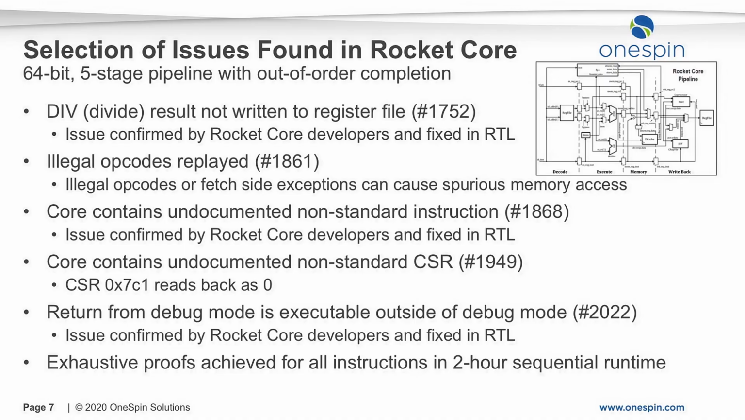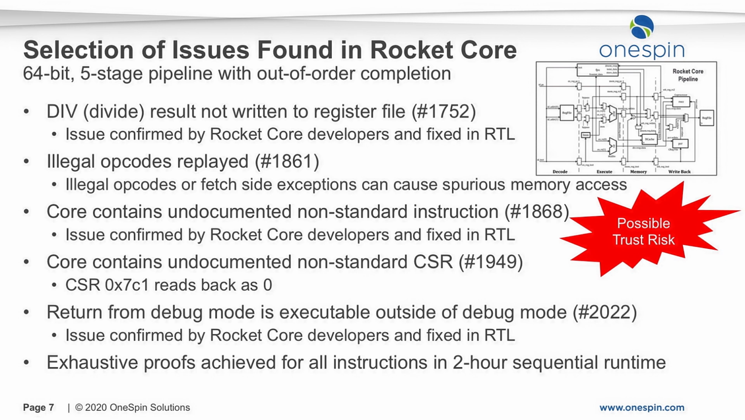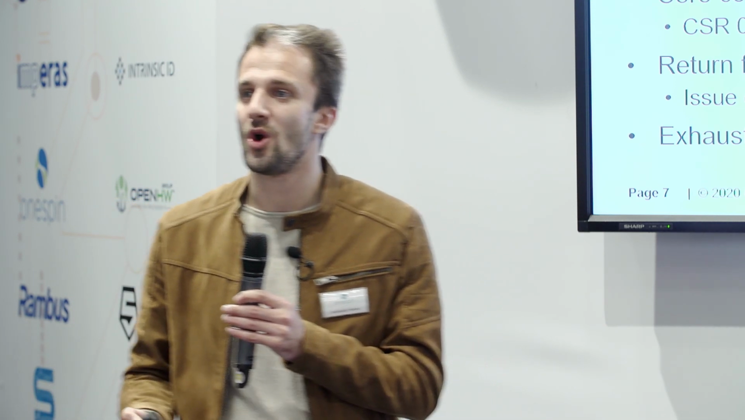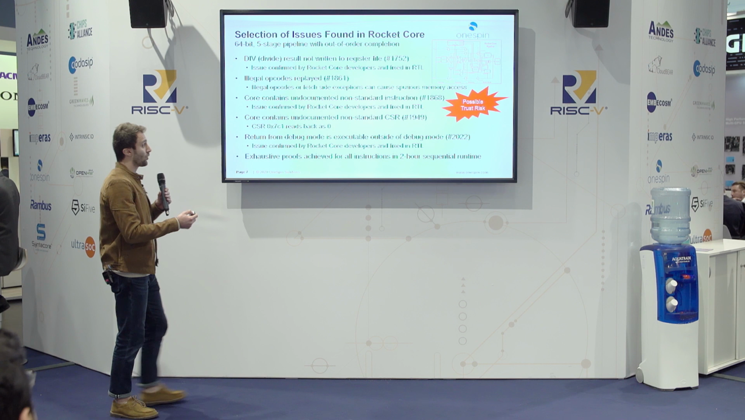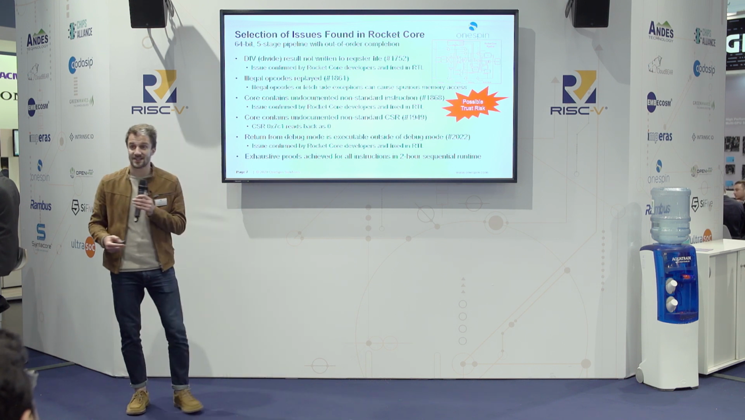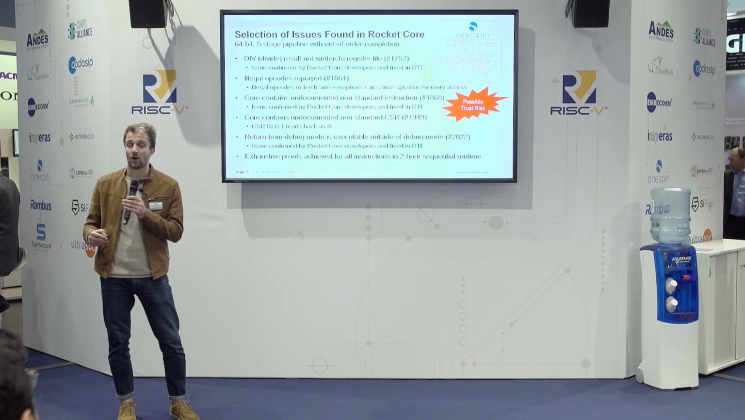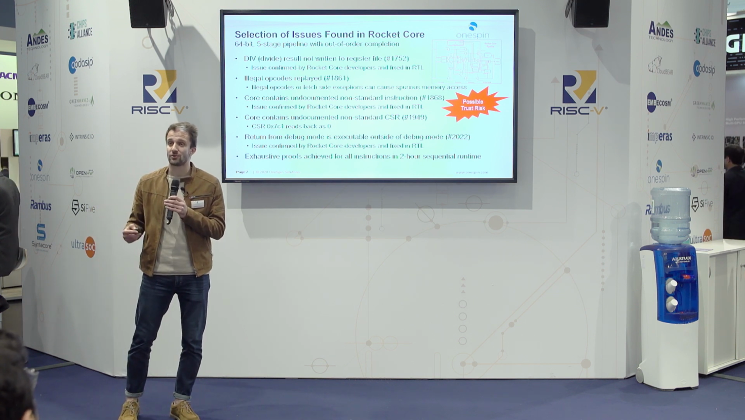Another example was finding an undocumented non-standard instruction, which was a seize instruction, which means that this is a hardware Trojan that makes the core vulnerable to unintended behavior if someone wants to do whatever they want with it. Another example was finding an undocumented non-standard CSR. And as an example of an exception violation, where an exception was supposed to be thrown but the core didn't throw it, was executing the return from debug instruction outside of debug mode.